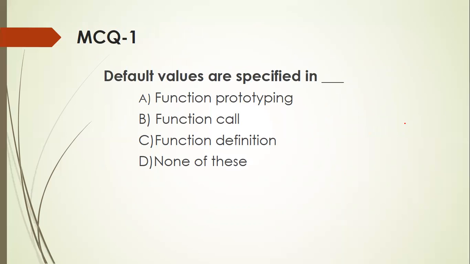Let us see some simple multiple choice questions on today's class. Default values are specified in dash: function prototyping, function call, function definition, none of these. Generally, default values are specified in the function prototyping. The correct answer is A.